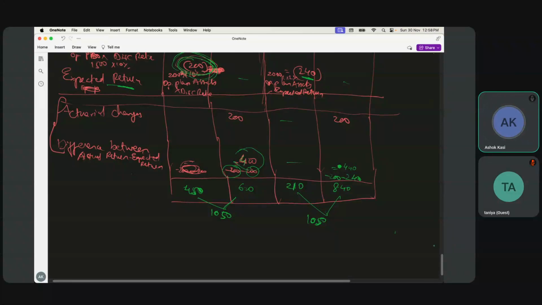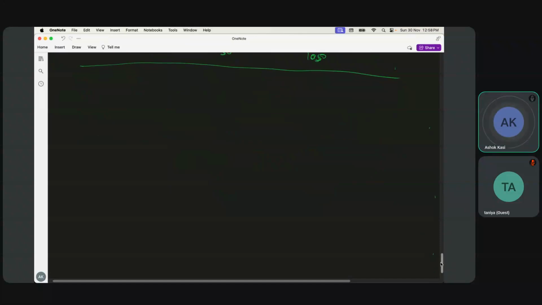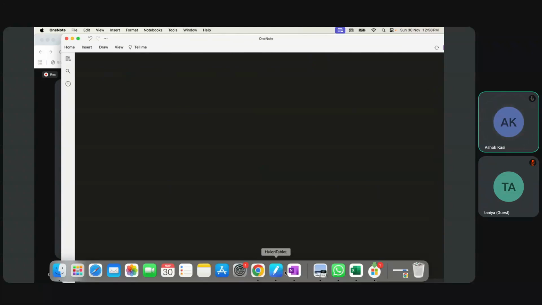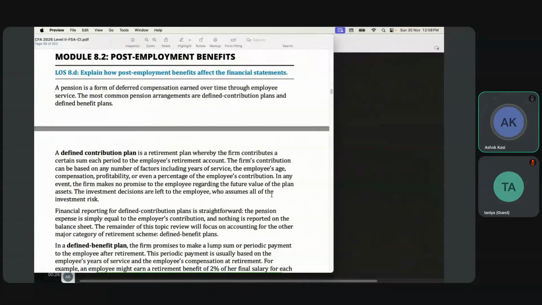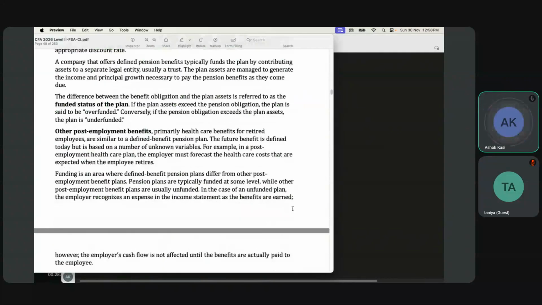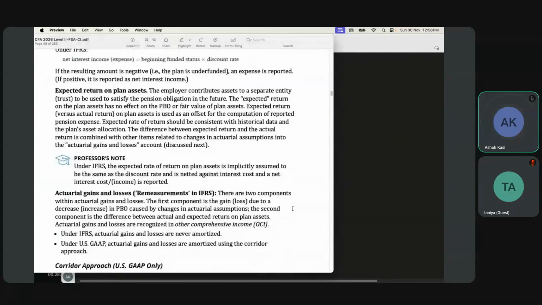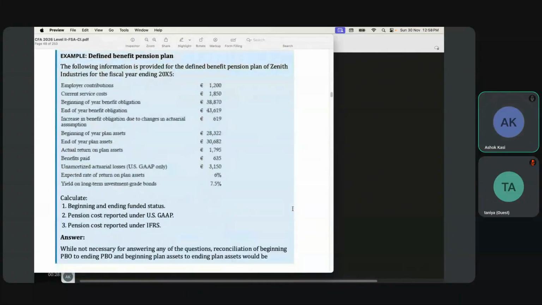Okay, fine. So this is okay. Now we will do one more sum for better practice. That is a book sum. Just go through this question now.